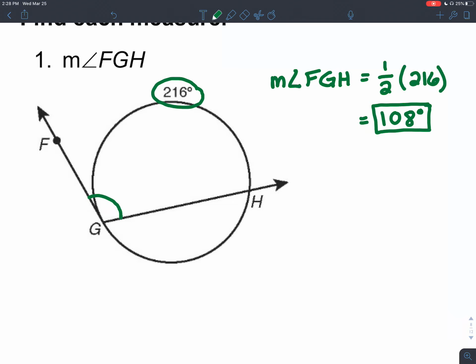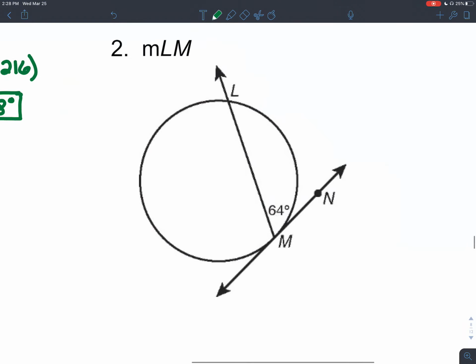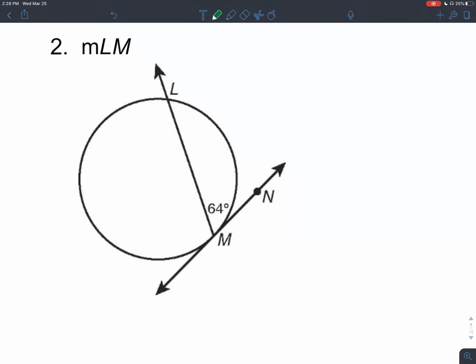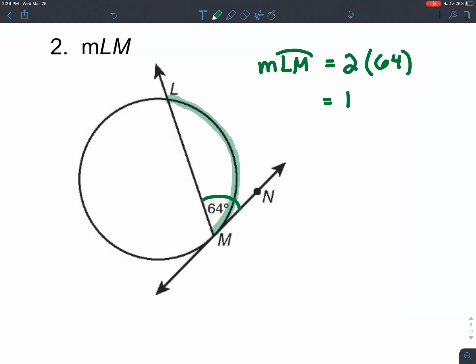Okay, so now moving on to question 2. This time they gave us that angle, and they're asking us to find the measure of this arc. So we know that the arc is the bigger of the two. So the measure of arc LM is going to be double the angle, which will give us 128 degrees.